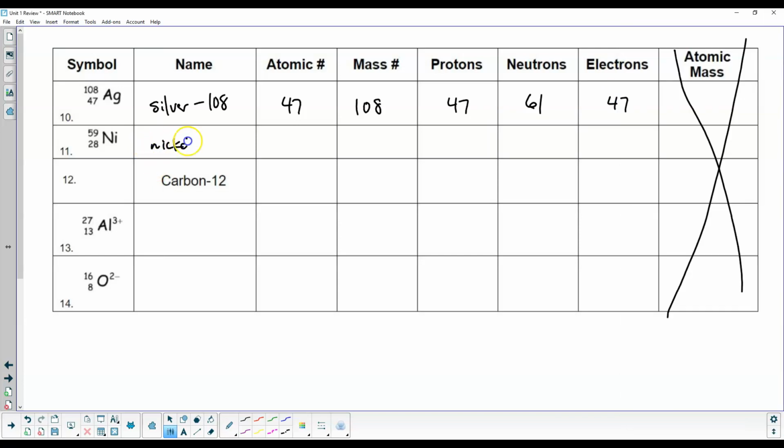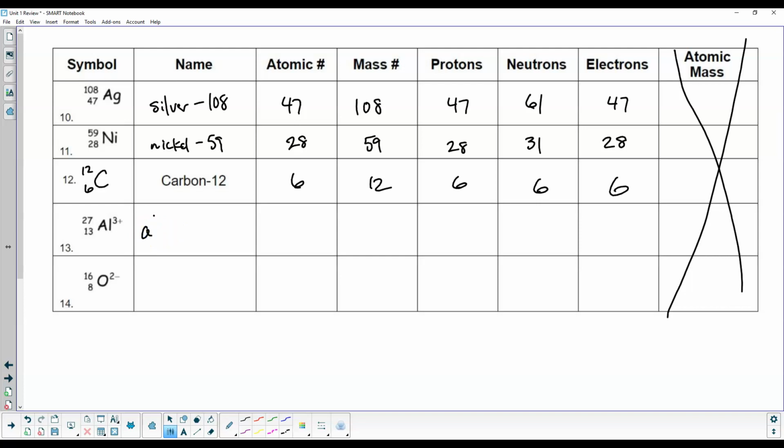We've got nickel-59. So the atomic number there is 28. Mass is 59. So I have 28 protons. One number plus 28 is 59, should be 31. And nothing indicating this thing had a charge, 28 electrons. Okay, carbon-12, so that means symbol is C. 12 is the mass. 6 is the atomic number of carbon, looking at the periodic table. So atomic number is 6, mass is 12. 6 protons, 6 neutrons, 6 electrons.